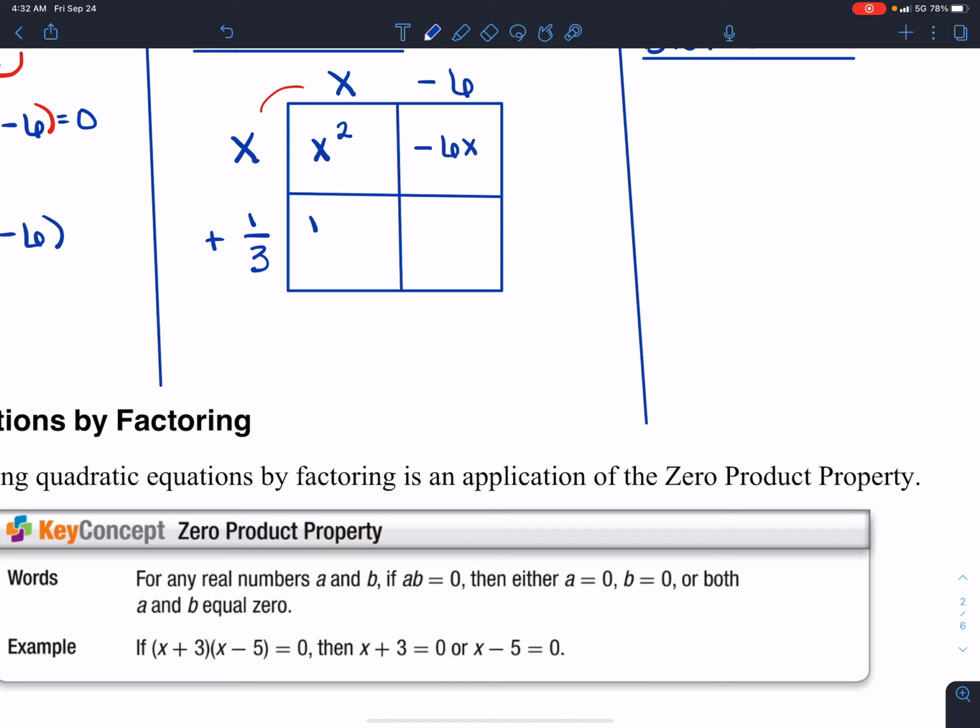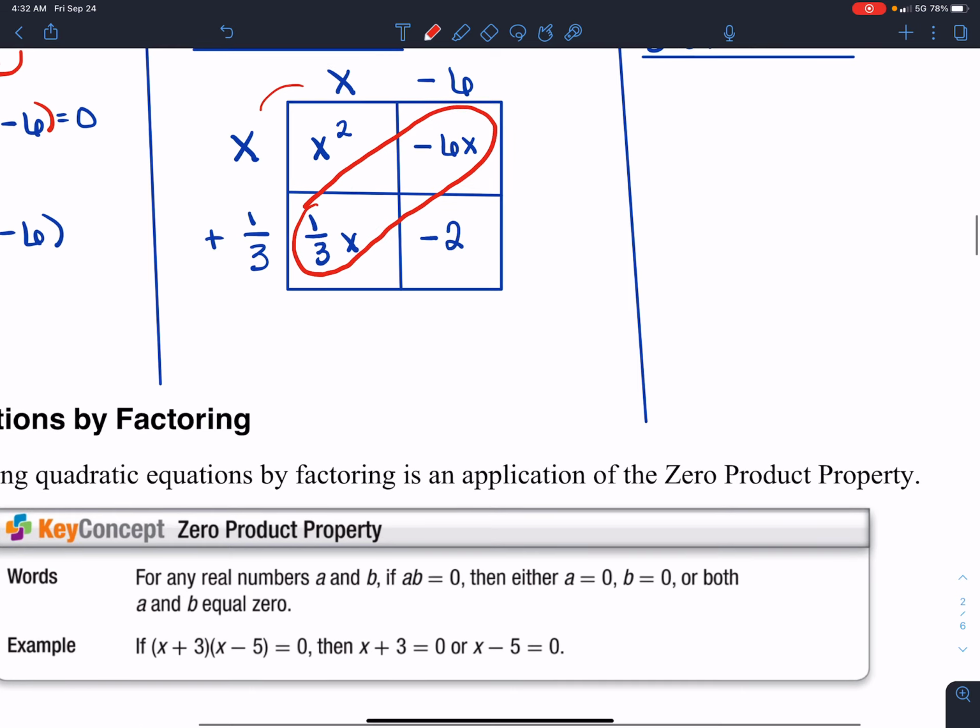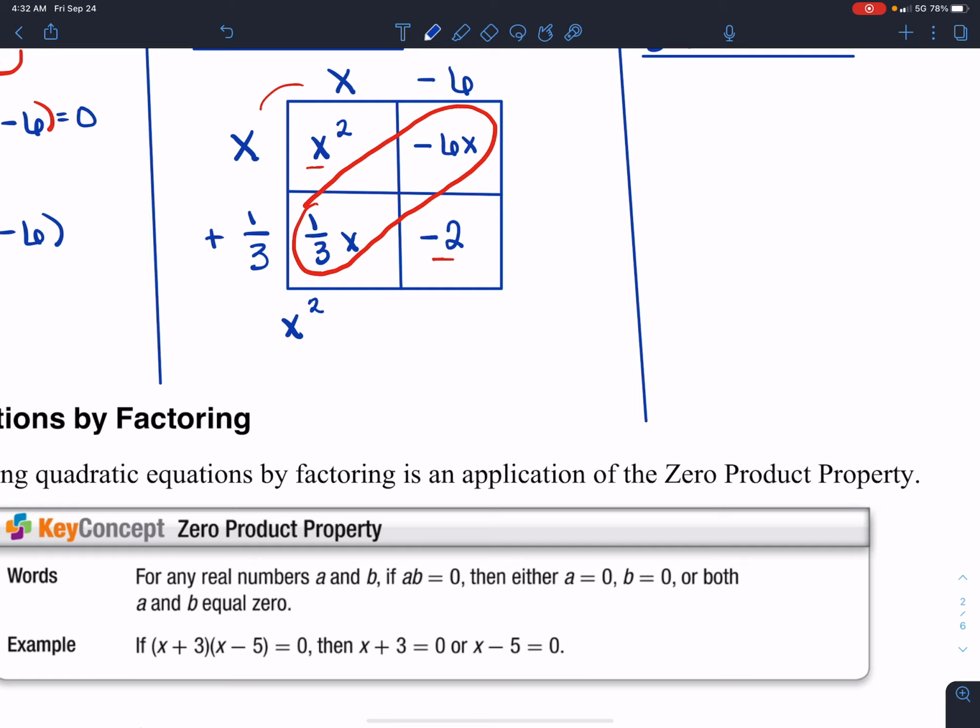1/3 times x. And 1/3 times negative 6. All right, these two here are like terms, so we can combine those. So when I rewrite this out, I'm going to write this first term, the two middle terms combined, and then the last term. So I have x squared.